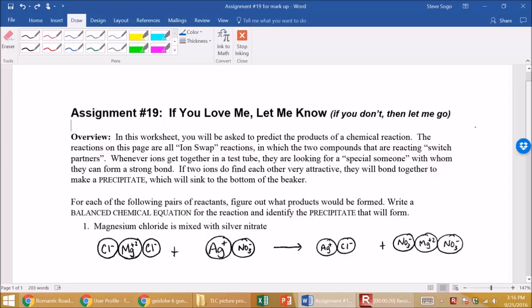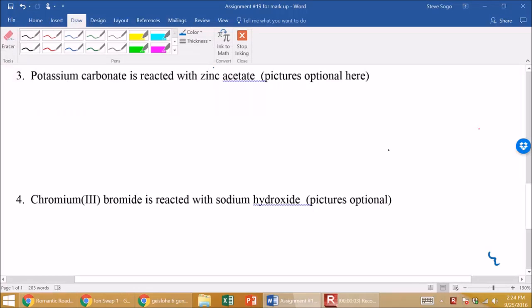Before you begin trying this problem set or looking at my video, make sure you've read this introduction here. It talks to you about what we're trying to accomplish, it talks about ion swap reactions, talks about precipitates. Read this first. I'm doing number 3 so you can check your work.